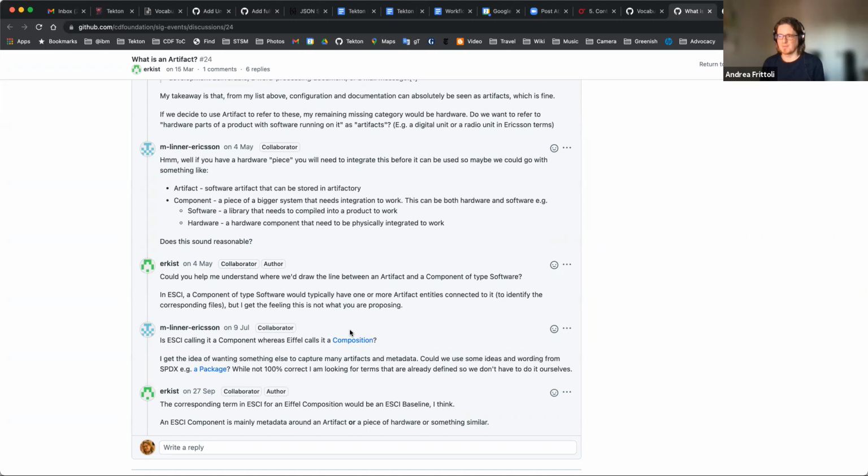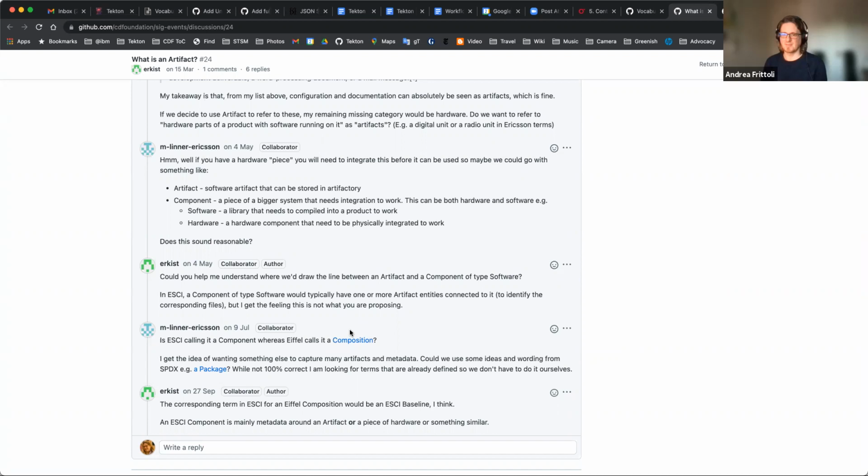Or we could leave it free form for platforms, if they want to provide extra metadata and say this artifact is of type container image, or of type SBOM, or of type, I don't know, hardware description, deployment description, whatever it is.